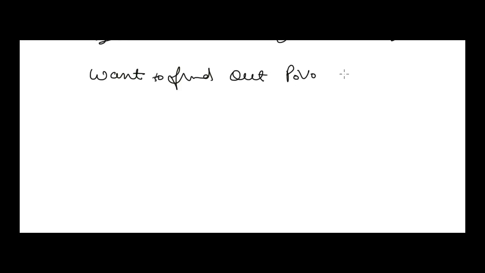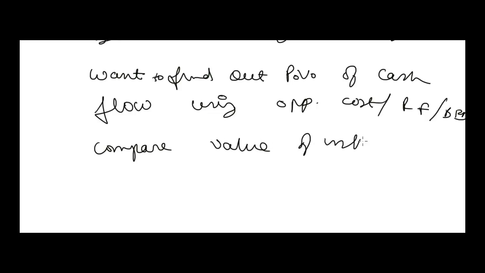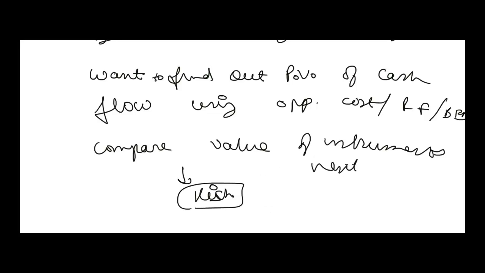To quickly revise, we want to find out the present value of cash flows using opportunity cost. In simpler terms, it's the risk-free rate or bank FD rates, to compare the value of instruments that are given to you. Now in the more complex dimension, we have to check the risk, and the risk should be equal. So that's the next level that we need to develop.